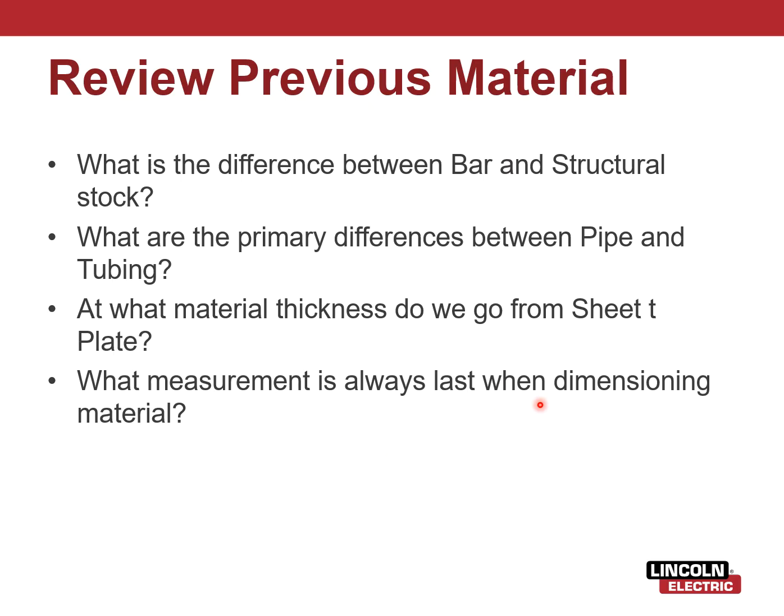And then what measurement always comes last when dimensioning material? If we've got square tubing, not rectangle, square, that is 2 inches with a 1/8 inch wall, it would be 2 inches, meaning the width and the height are 2 inches, by the wall thickness, 1/8 inch, by how long? So length is always that last dimension.